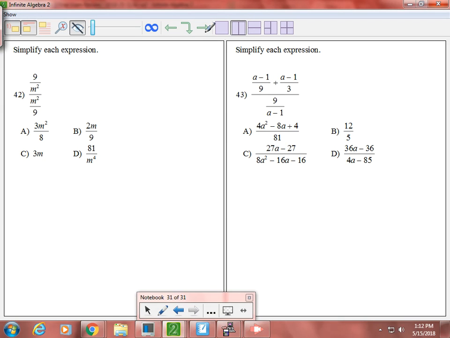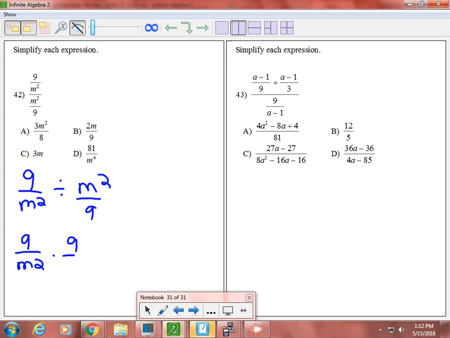Complex fractions that aren't really that complex. This is the same thing as saying 9m squared divided by m squared over 9. I just need to flip and multiply by the reciprocal. Go straight across, I get 81. Denominator, m to the 4th.